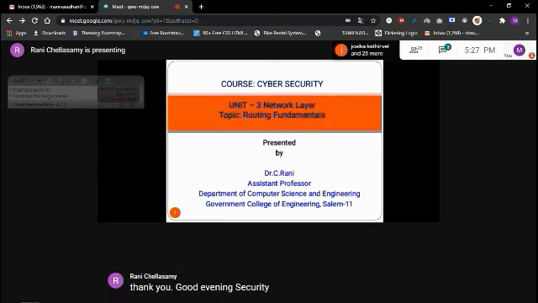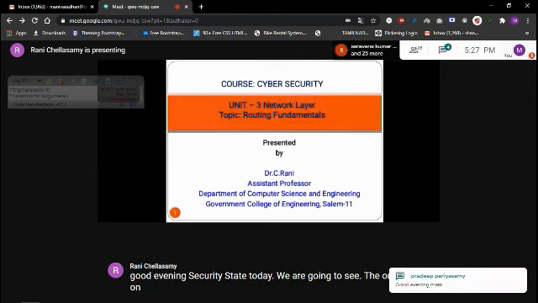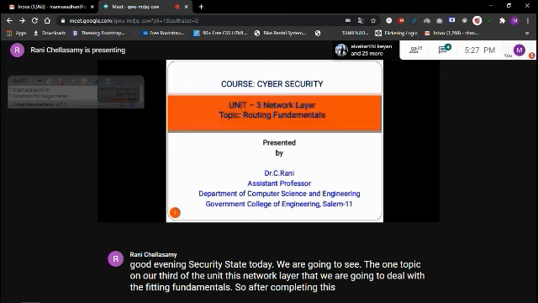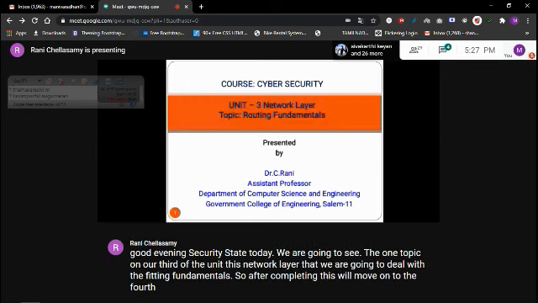Okay, today we are going to see just one topic in third unit, that is network layer. In that we are going to deal with the routing fundamentals. So after completing this, we will move on to the fourth unit by tomorrow.